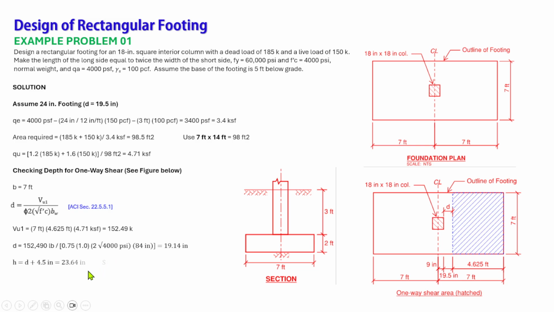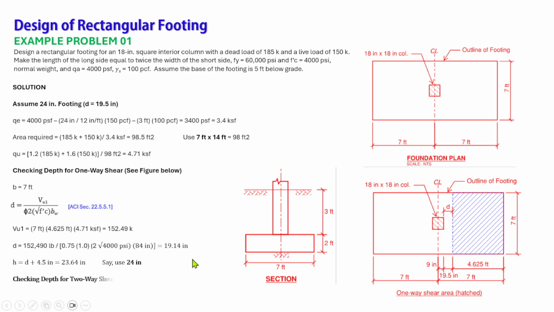So the next one is to determine the total thickness of the footing. So we have a depth of 19.14 inches plus 4.5. That is from the bottom of the footing to the centroid of the steel bars. That is approximately 4.5 inches, and that is 23.64, or let's say 24 inches. That's why we come up with the total depth of 2 feet.